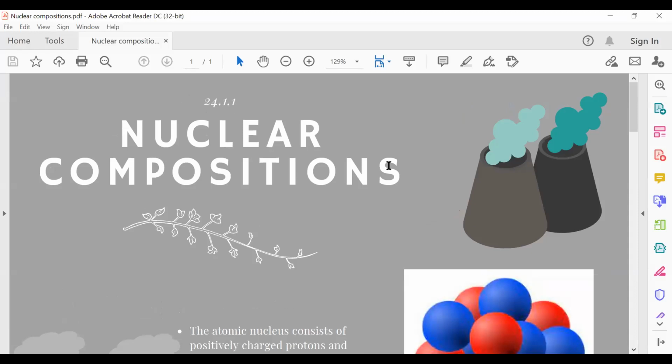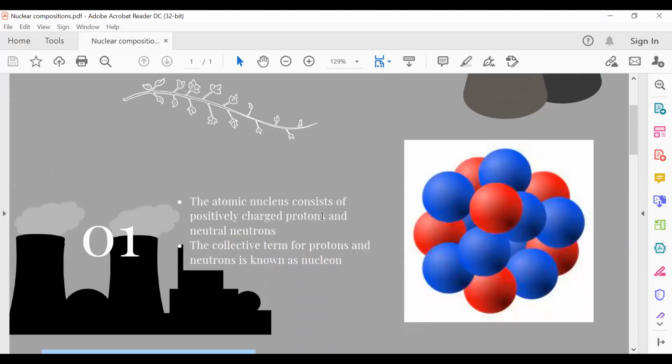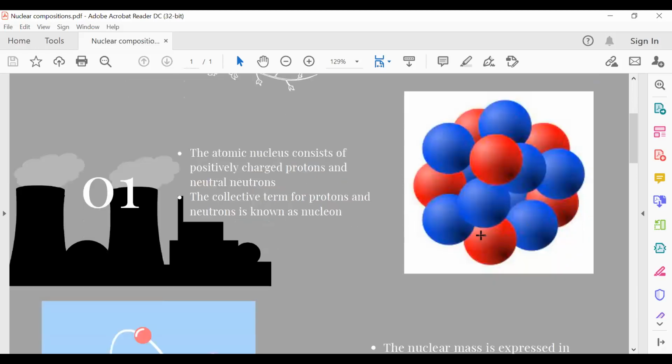Assalamualaikum warahmatullahi wabarakatuh. My name is Nur Zafira Najwa and my matrix number is AS12216. And good morning to Dr. Nat and my fellow friends. So today I'm going to present about the first subtopic of chapter 24, which is nuclear compositions. So the first point that I want to touch is the atomic nucleus. As we can see in this picture, the atomic nucleus consists of positively charged protons and neutral neutrons. And as we all know, the collective term for protons and neutrons is known as nucleon.